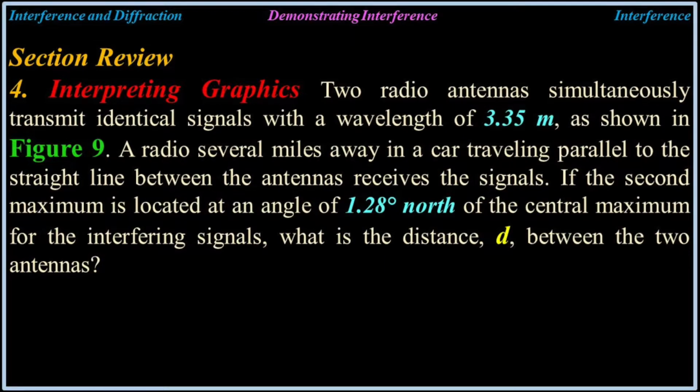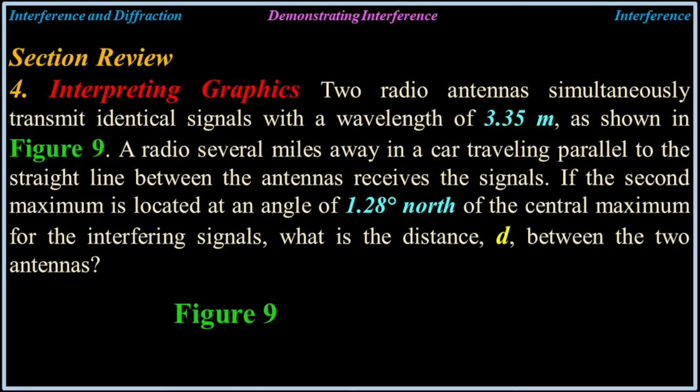0.63. Interpreting graphs. Two radio antennas simultaneously transmit identical signals with a wavelength of 3.35 meters, as shown in Figure 9. A radio several miles away and a car traveling parallel to the straight line between the antennas receives the signals. If the second maximum is located at an angle of 1.28 degrees north of the central maximum for the interfering signals, what is the distance d between the two antennas?